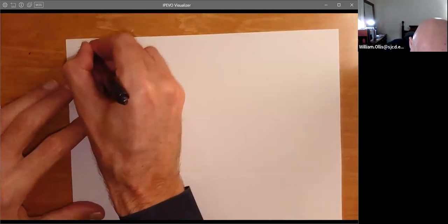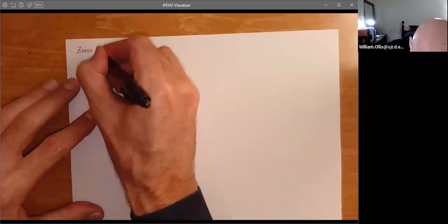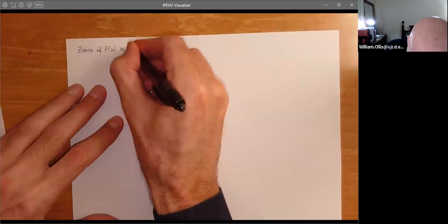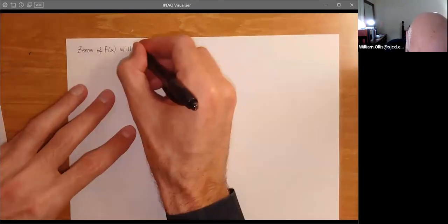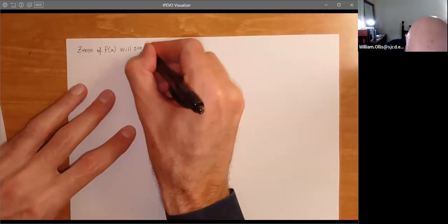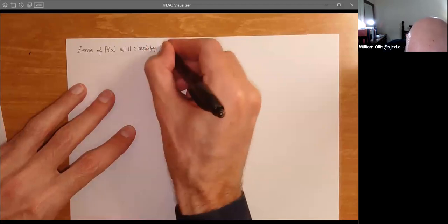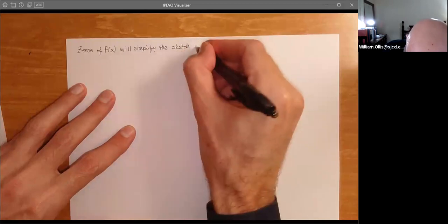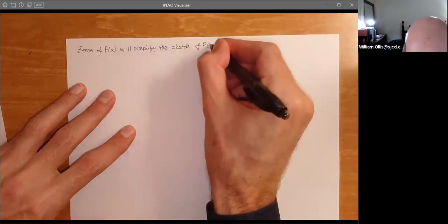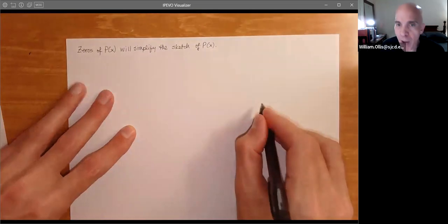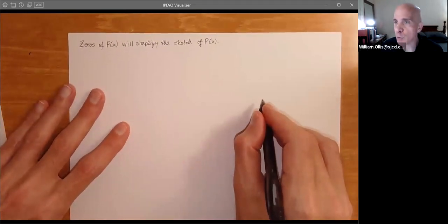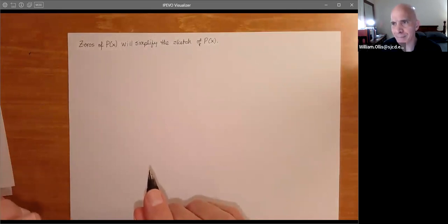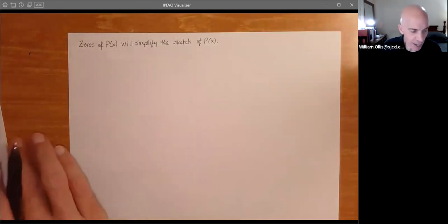Now, zeros of p of x will simplify the sketch of p of x. So for instance, if it's possible, at least for us to figure out some zeros, we can do a sign test. And we're thinking, that sign test would be really nice.